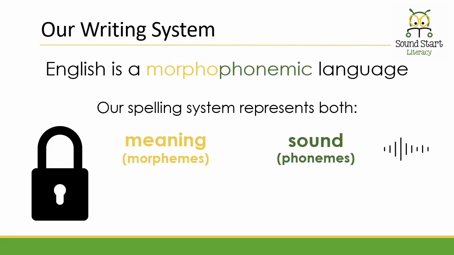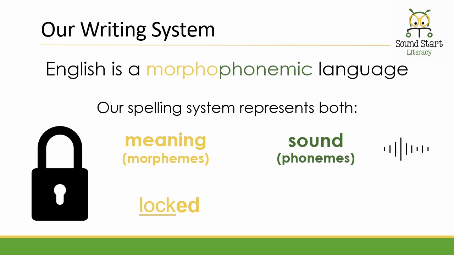First, it's important to understand that English is a morphophonemic language. This means the code is influenced by both meaning and sound. Let's take a look using an example. So we'll look at the word locked. Locked is composed of two morphemes, or meaningful units. So we have the base word lock and the suffix ed.